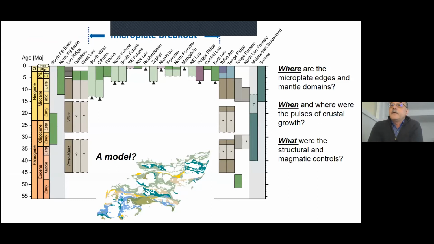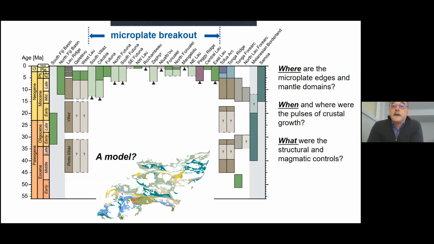So this is Meg's reconstruction of the assemblages and Alan's analysis of the assemblages that make up the Lau Basin. And their work really answered a couple of key questions we had at the beginning. And they were, what are the locations of the microplate edges? What are the structural and magmatic controls on these pulses of crustal growth? And where and when do those pulses of crustal growth occur? A characteristic feature, which is illustrated schematically by the black triangles here, is that there's simultaneous growth of different assemblages represented by these bars here, in different locations at the same time.